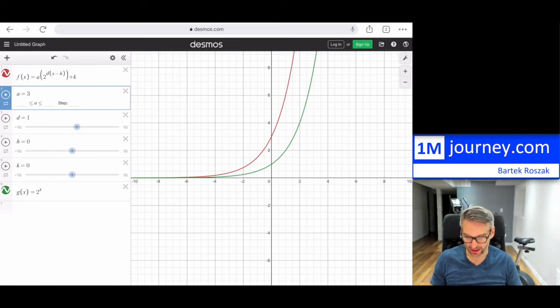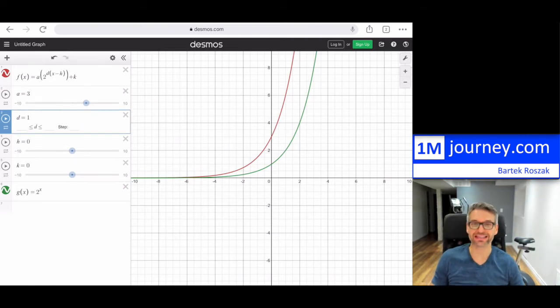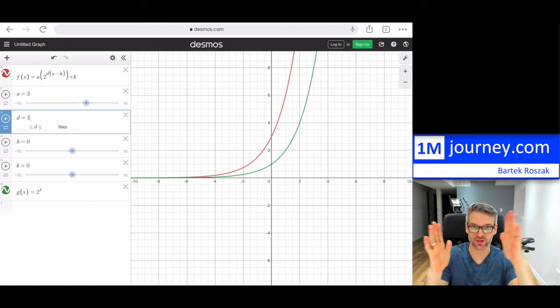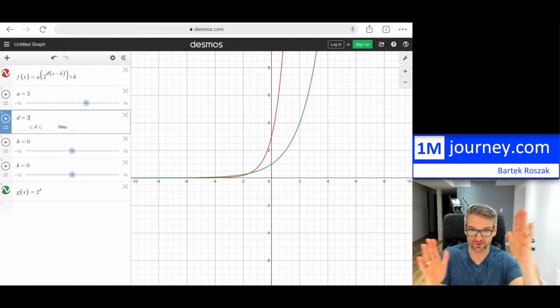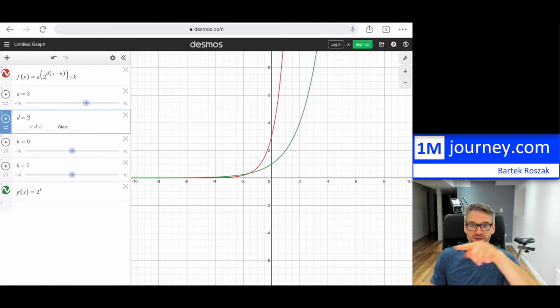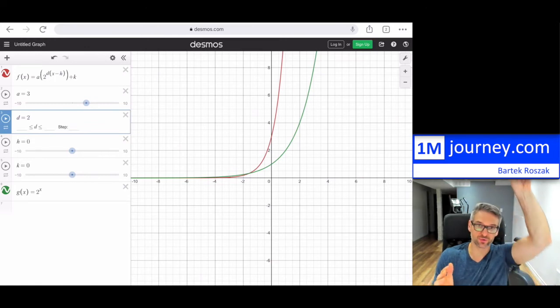Now, if d, so notice d was negative 2. So I'm just going to put it at 2. What was that supposed to do? Supposed to squish it back in even further. So let's see if that's what actually will happen. Yes, it did. Squeezed it even further in like that. Now, notice that it squeezes it from both sides. So it's very narrow at the bottom, and then it just really explodes up.